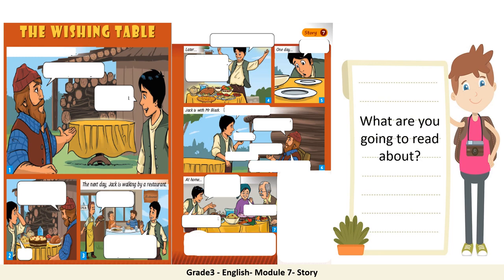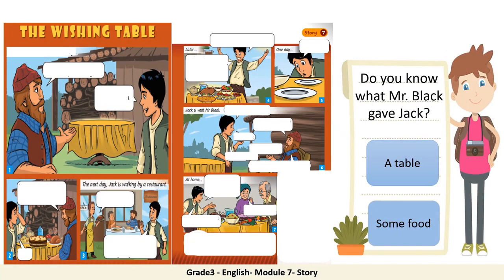There is a boy too. Well, what are your guesses? What are you going to read about? Interesting. Let's find out together. Well, my lovely students, I want you to watch the story and answer the following question. Do you know what Mr. Black gave Jack? Is it a table or some food?